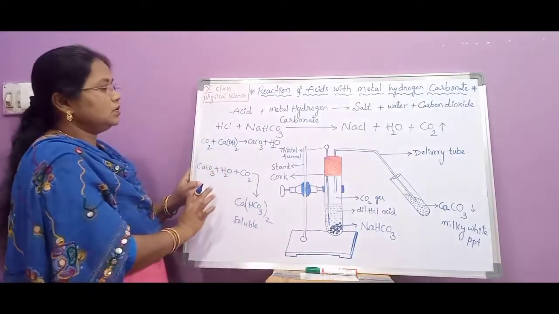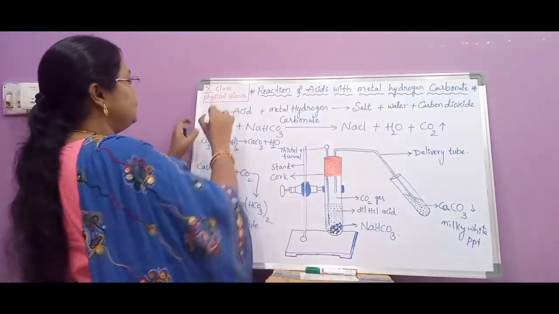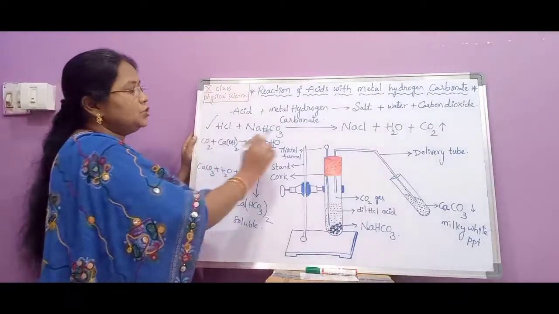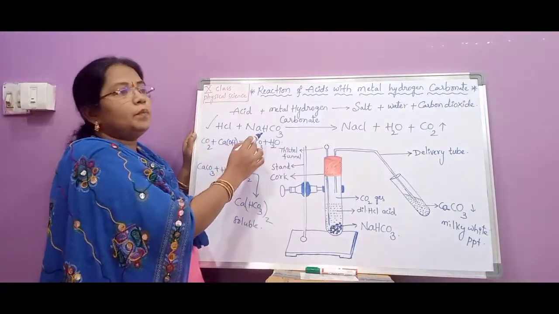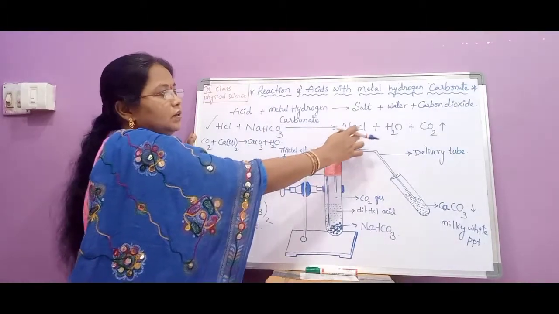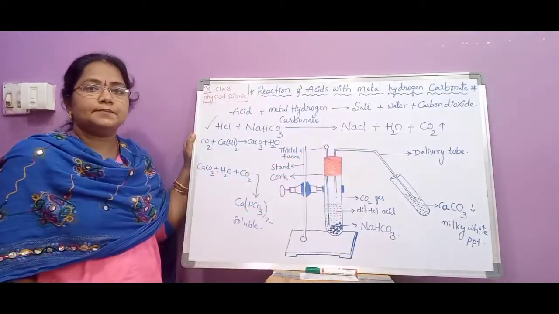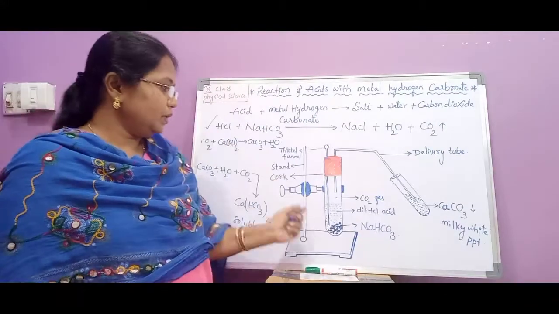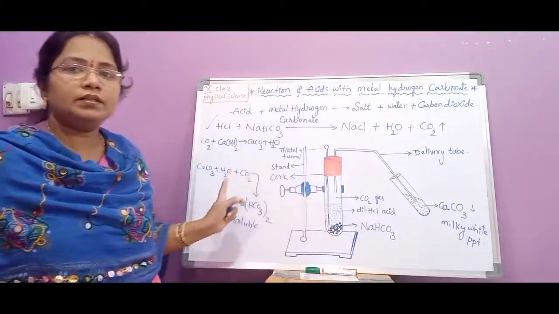These two reactions are also important. So this is our basic reaction here. It shows that when acid reacts with a metal bicarbonate like sodium bicarbonate, we will get the corresponding salt, water plus carbon dioxide gas. Okay children, practice these diagrams and also learn the reactions.